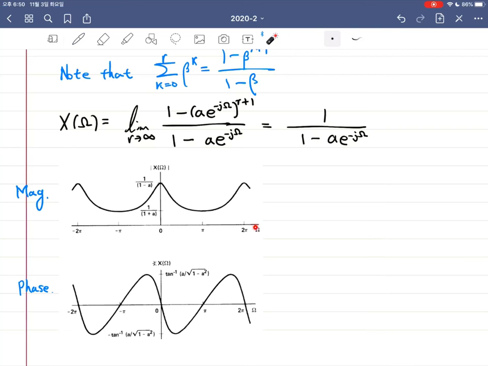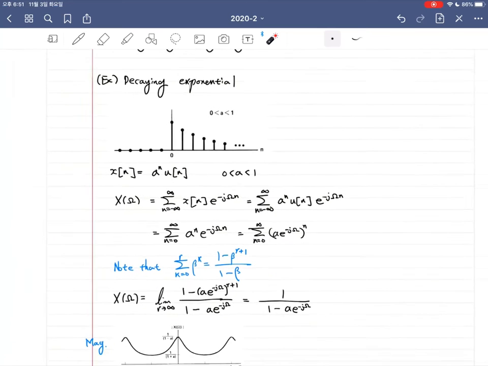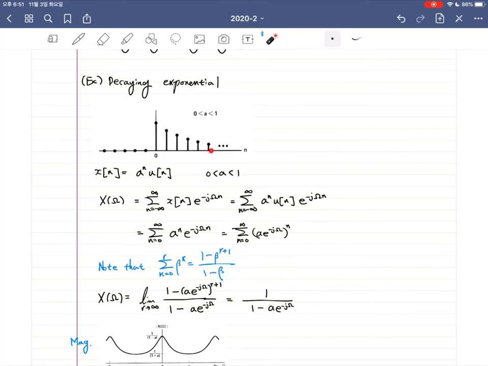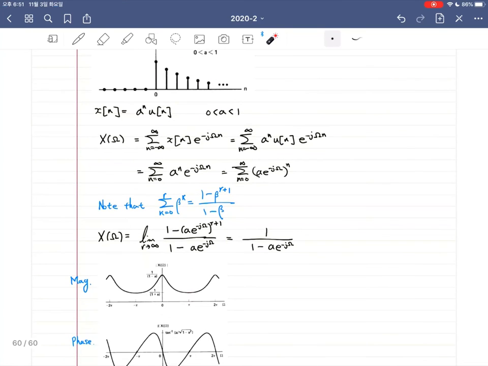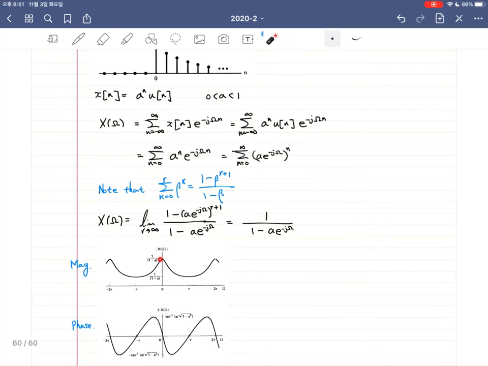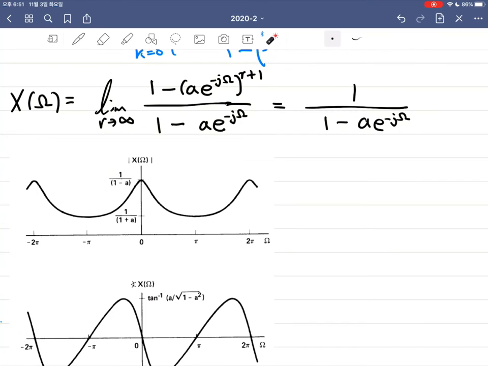So we can see from this magnitude and phase function that even though this x[n] is non-periodic, the Fourier transform is periodic, because we have a periodic graph for the magnitude and a periodic graph for the phase. So their combination should produce the periodic Fourier transform function. And we can also see that the period is 2 pi, right? From minus pi to pi, and 0 to 2 pi.